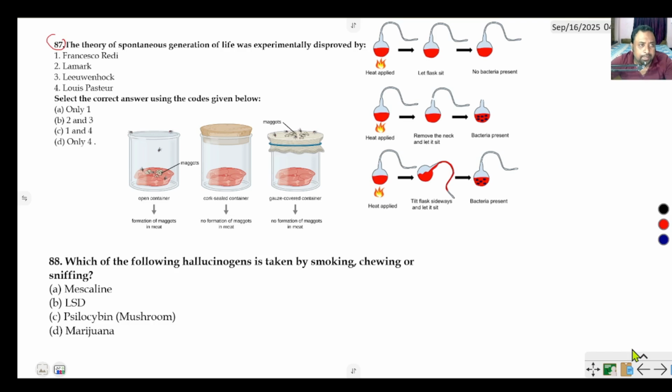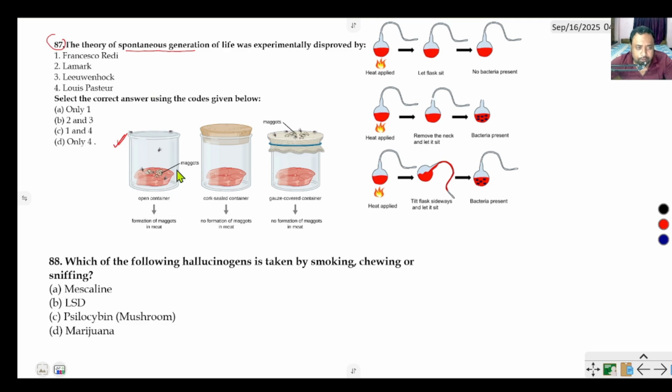Next question, question number 87. The theory of spontaneous generation of life was experimentally disproved by? The theory of spontaneous generation says life originates from non-living matter. This is proposed by Aristotle, Theophrastus, etc. But spontaneous generation was first disproved by Francesco Redi. Francesco Redi made this experiment.